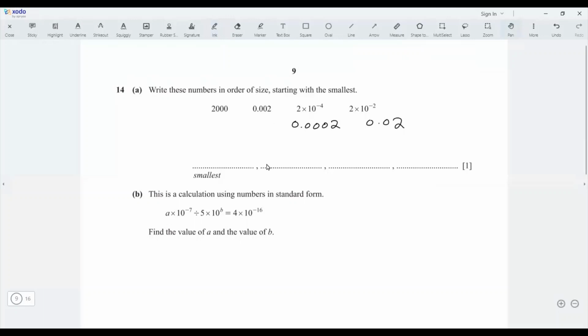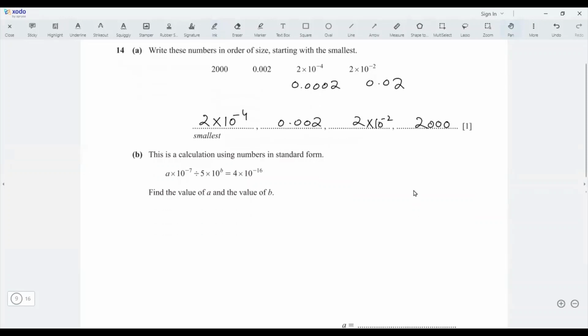The smallest one will be 2 times 10 raised to the power of negative 4. And after this, it will be 0.002. Next one is 2 times 10 raised to the power of -2, and the last one is 2000. So this is question number 14 part A.